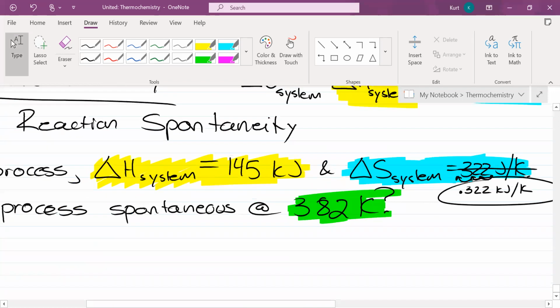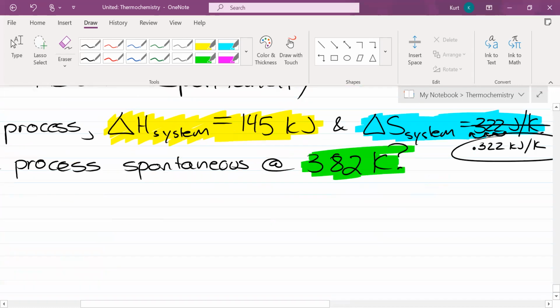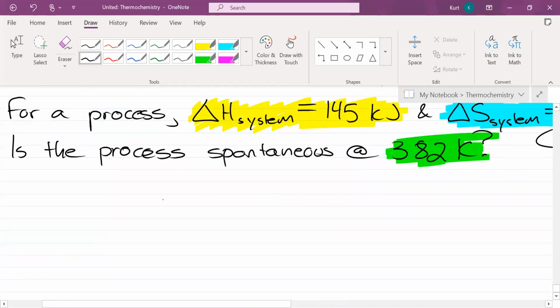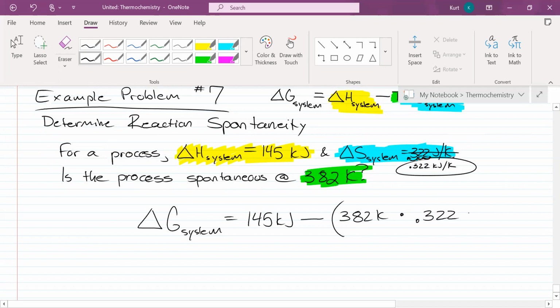Common units of measurement. So we now have everything in the same unit of measurement. It's on the same scale. We can now get to work. So the change in Gibbs free energy will equal 145 kilojoules minus 382 Kelvin times 0.322 kilojoules per Kelvin.